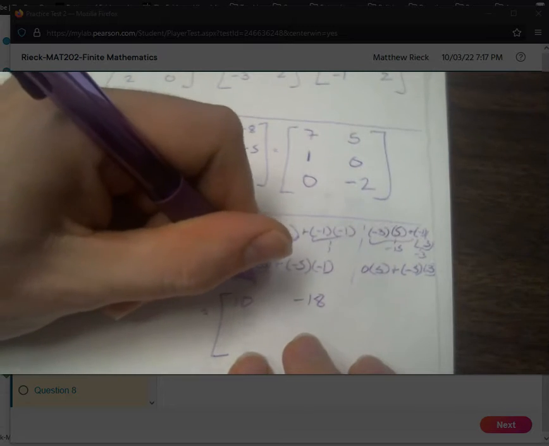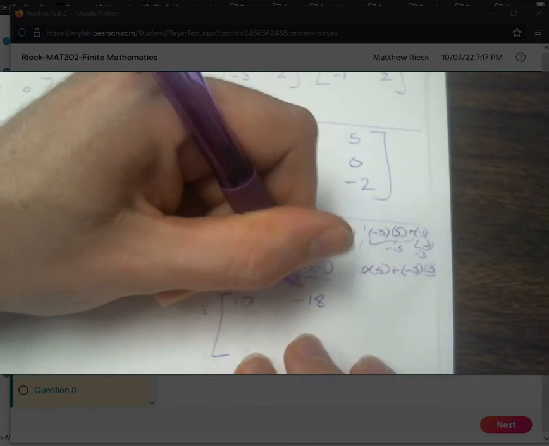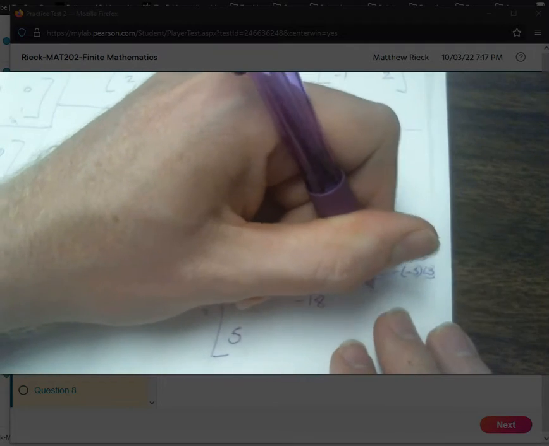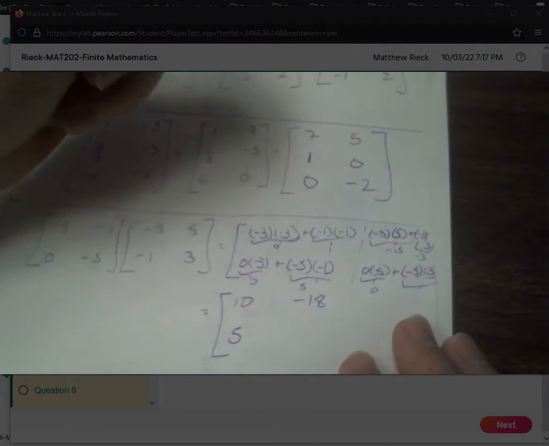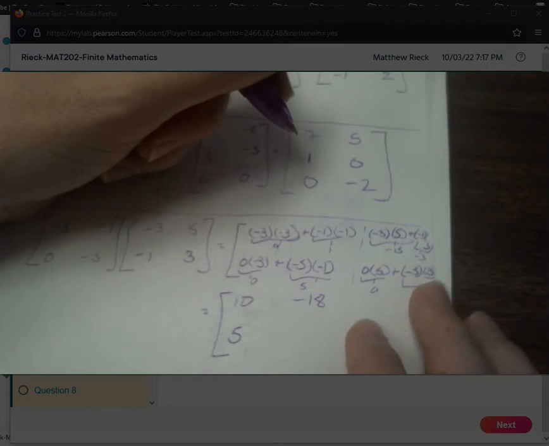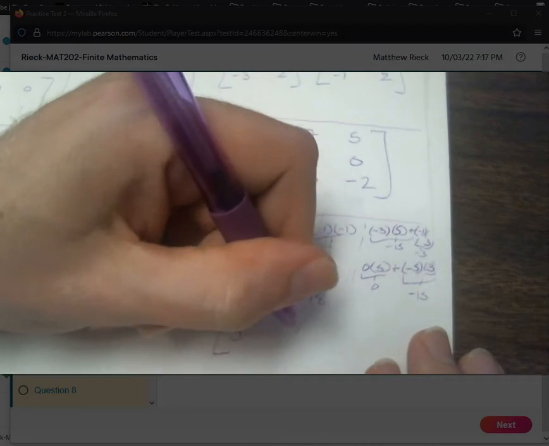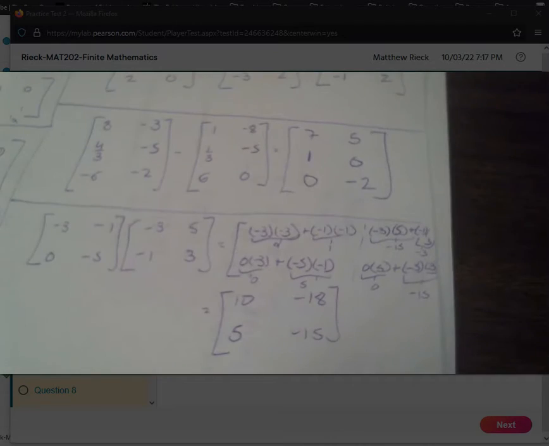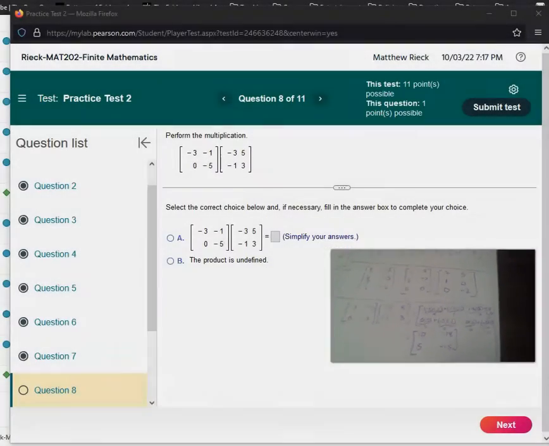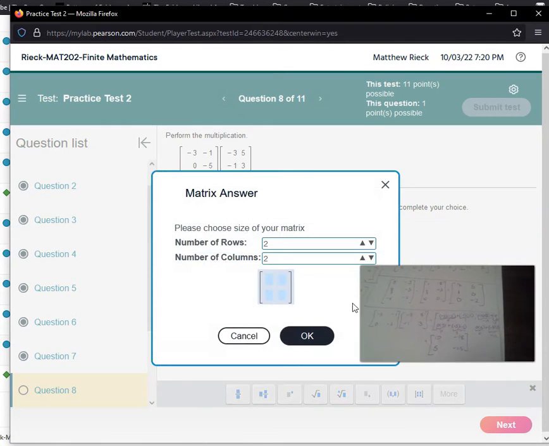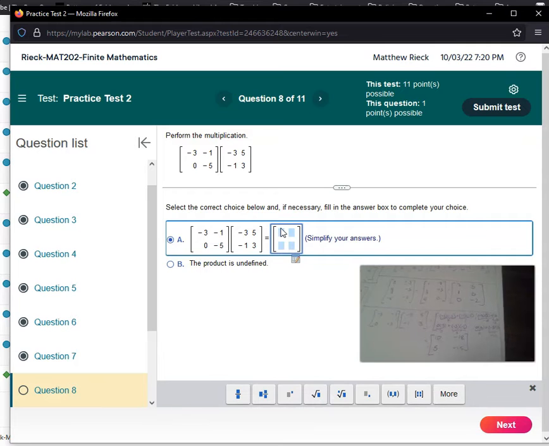0 times negative 3 is going to be 0. Negative 5 times negative 1 is going to be positive 5. So 0 plus 5 is going to be 5. And 0 times 5 is going to be 0. And we have negative 5 times 3, which is going to be negative 15. So you have 0 plus a negative 15, which is going to be negative 15. And negative 18, 5, negative 15.